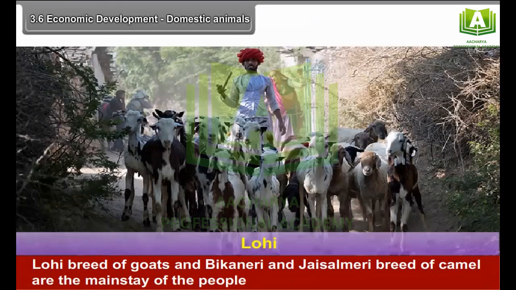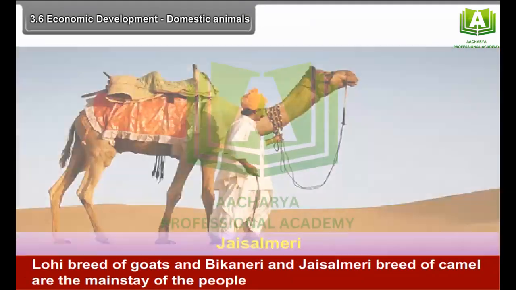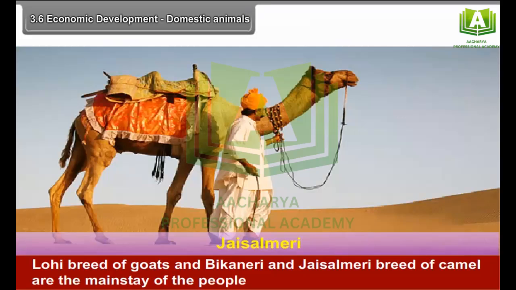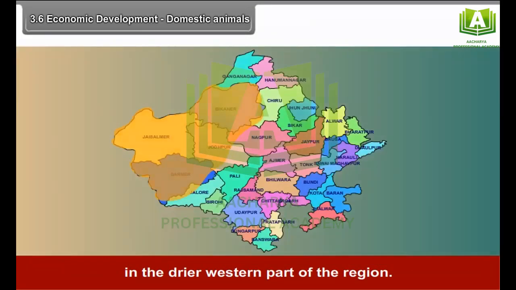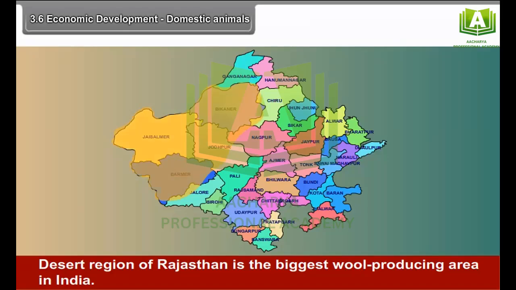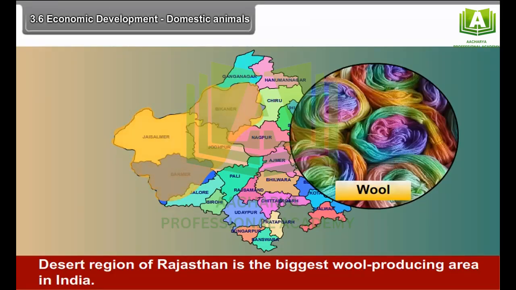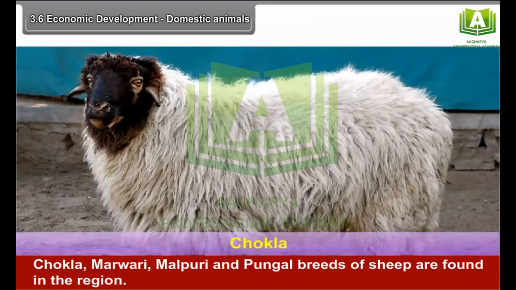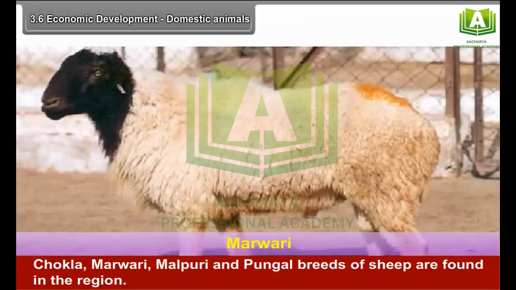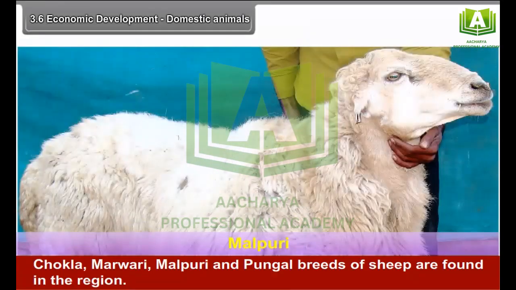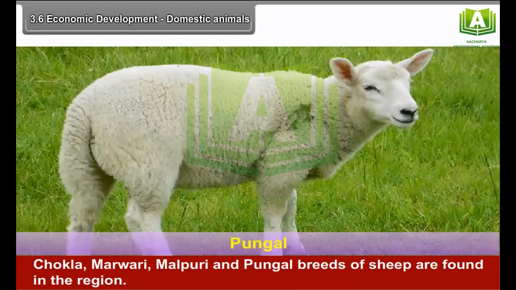Lohi breed of goats and Bikaneri and Jaisalmer breed of camels are the mainstay of the people in the drier western part of the region. Desert region of Rajasthan is the biggest wool producing area in India. Chokla, Marwari, Malpuri and Pungal breeds of sheep are found in the region.